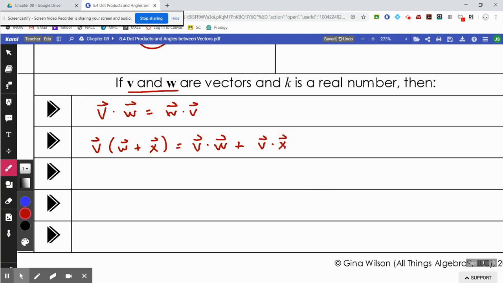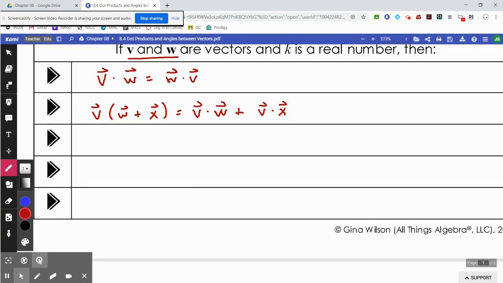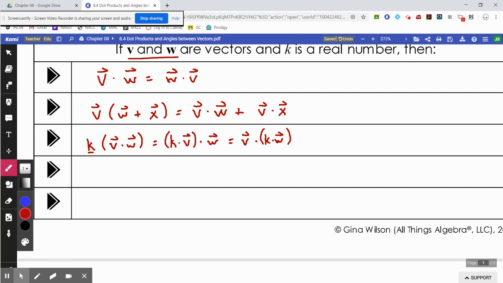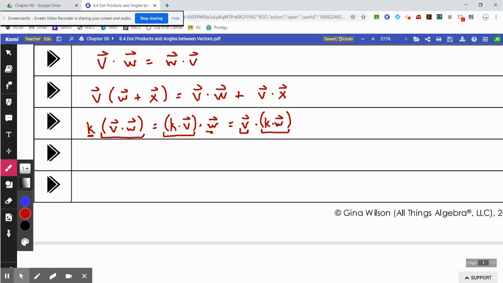So you can distribute. Now the next property is kind of a mixture of commutative and associative. Let me go ahead and write it down. And there it is. Now a reminder that k is a whole number. So if you're asked to multiply a whole number times a dot product, you can actually find the dot product first, then multiply, or you could multiply the k times one of the vectors and then find the dot product with the other vector, or you can multiply k with the other vector and then find the dot product. It doesn't matter what order that you multiply those in and which ones you multiply together, as long as they all get multiplied together.